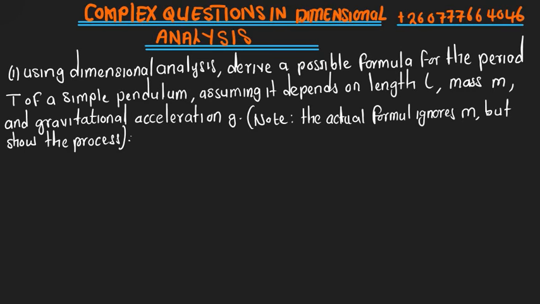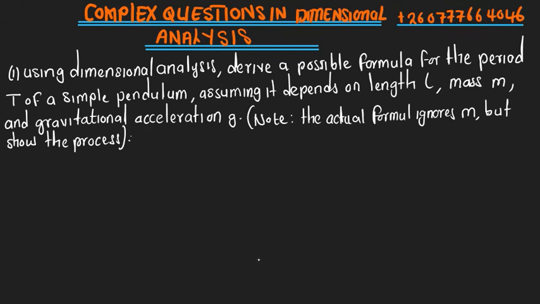We have an interesting question here. They're saying, using dimensional analysis, derive a possible formula for the period T of a simple pendulum, assuming it depends on length L, mass m, and gravitational acceleration. Note that the actual formula ignores m, but show the process.